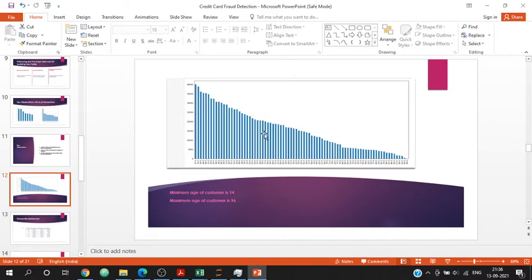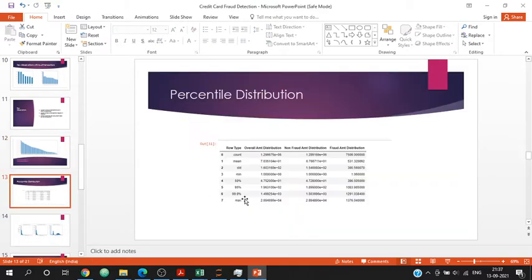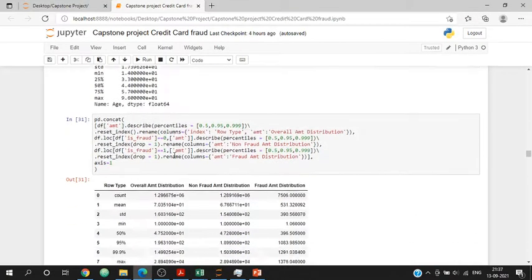This particular bar graph is to check the age of the customers who are using it. The minimum is 14 and the maximum is 96. Older people also use credit cards. So this is the percentile distribution, just to have outlier information: the minimum, maximum, and the 50% to 95th percentile. This is also represented here, as you can see.